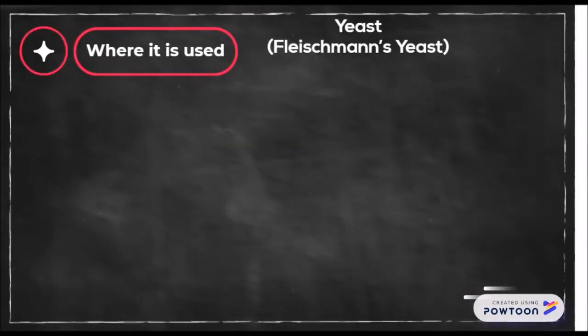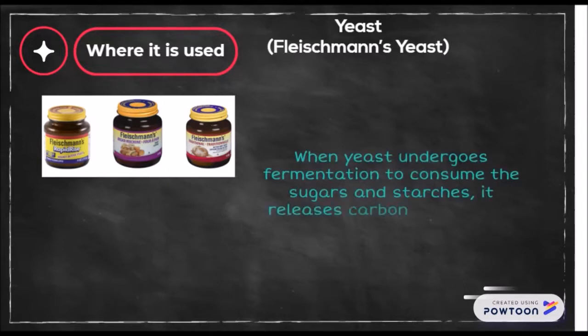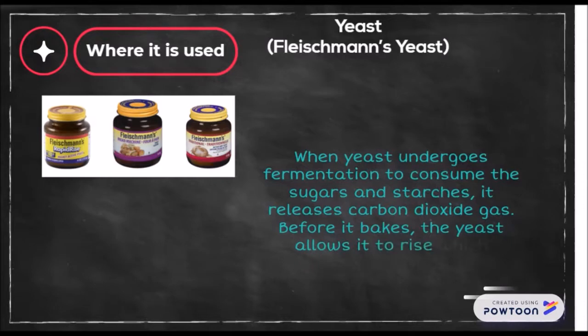Amylase is also used in yeast. A well-known example is Fleischmann's yeast. When yeast undergoes fermentation to consume the sugars and starches, it releases carbon dioxide gas. Before it bakes, the yeast allows it to rise, which produces soft and spongy bread.